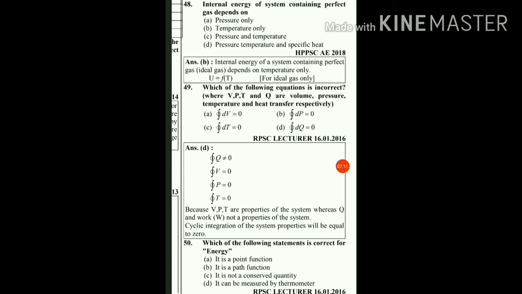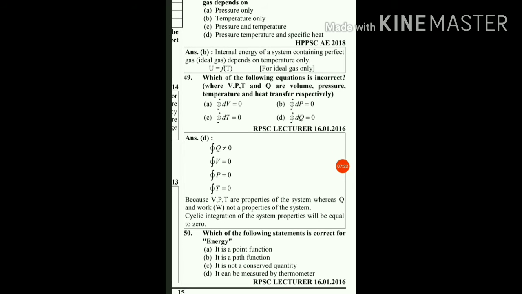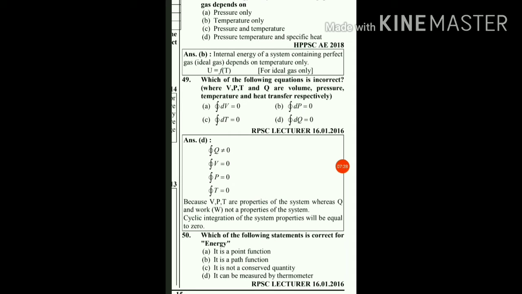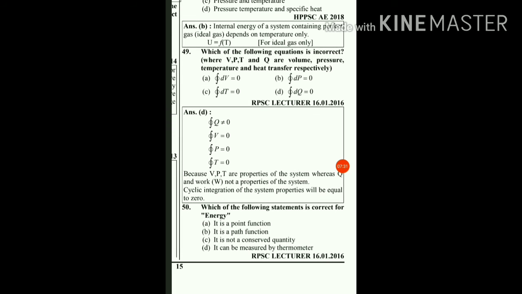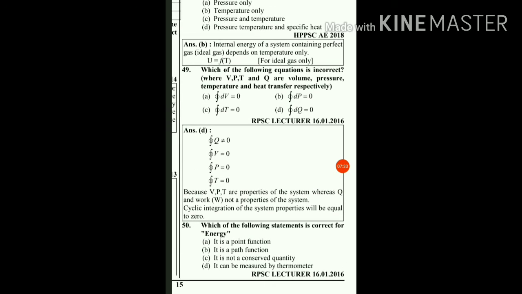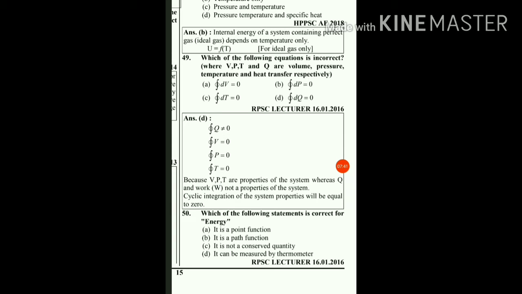Next question: which of the following equations is correct, where V, P, T and Q are volume, pressure, temperature and heat transfer respectively. The cyclic integral of dV is equal to 0, the integral of dP is equal to 0, the integral of dT is equal to 0, and the integral of dQ is equal to 0. Now from above, volume, pressure and temperature are all point functions and Q is a path function. As you all know, for any point function, the cyclic integral comes out to be 0. So option A, the cyclic integral of dV equals 0, is true. Then dP is also true, and the cyclic integral of dT is also true.